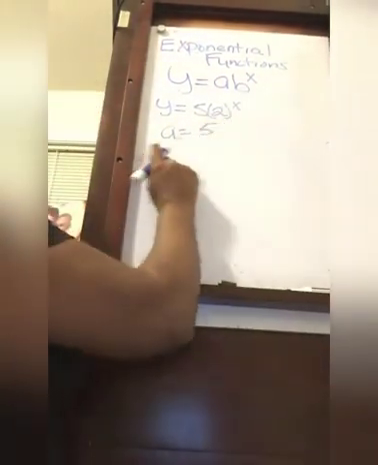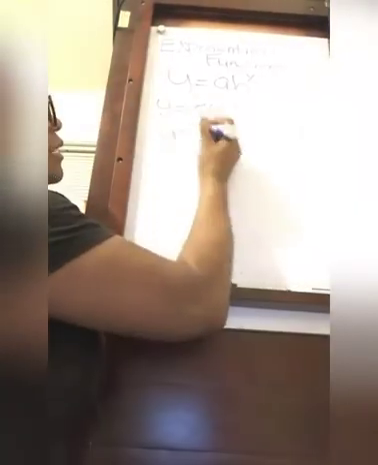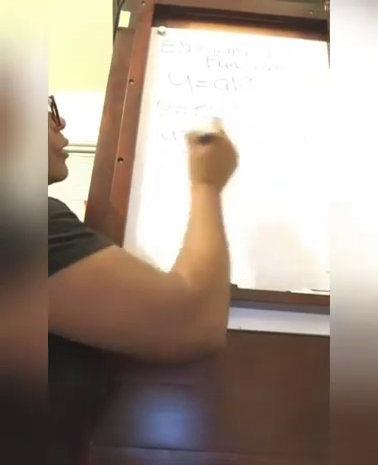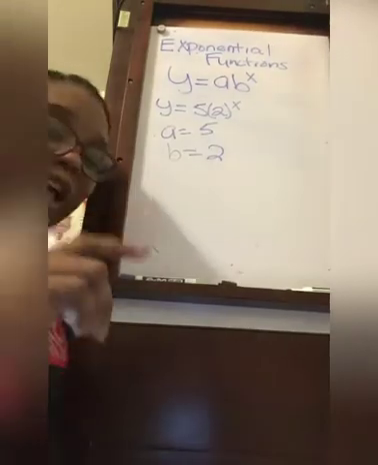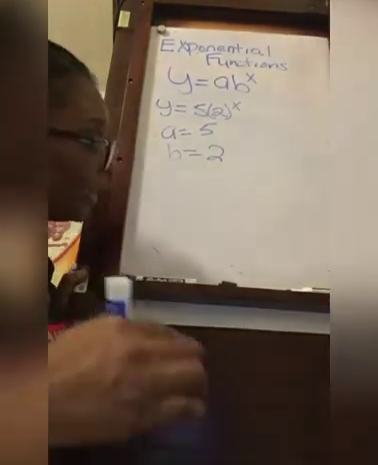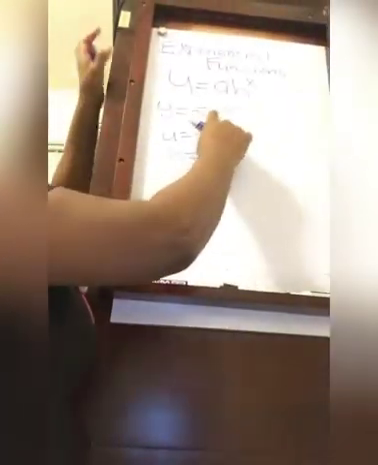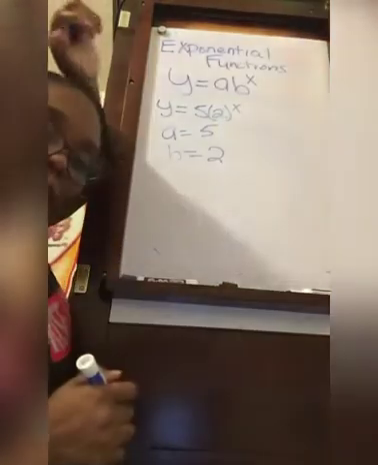Okay, so let's talk about our B. Our B is equal to 2. That's right in front of that exponent. The number in front of that exponent is always your growth or decay rate. So since 2 is in front of that exponent, 2 would be our growth rate.